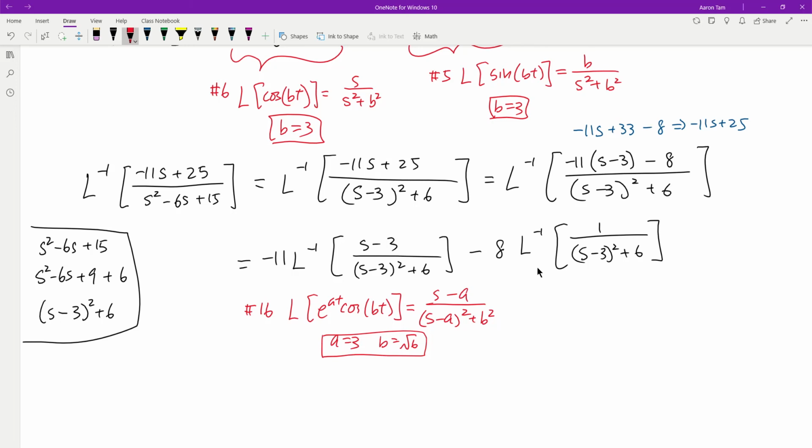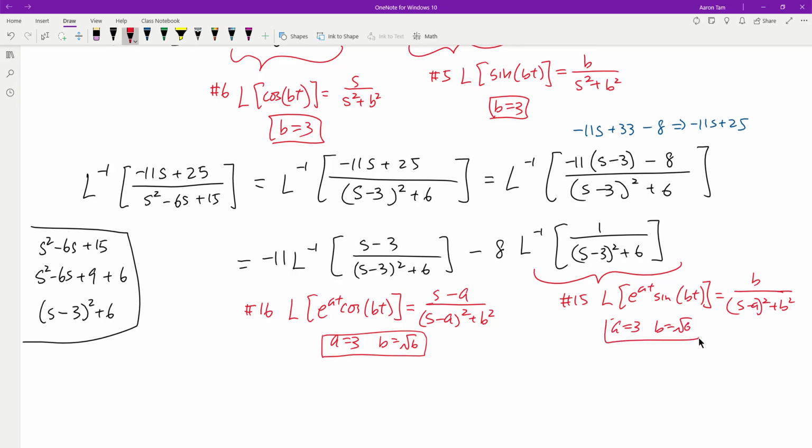The second one on this side is a little harder, well, not harder, but it just requires me to do a little bit of work, because this one would be using rule number 15. That says the Laplace transform of e to the at sine bt is equal to b over ((s minus a) squared plus b squared). So I do need a b on top, and here it's the same: a equals 3 and b equals radical 6.